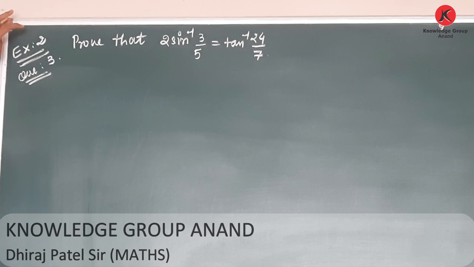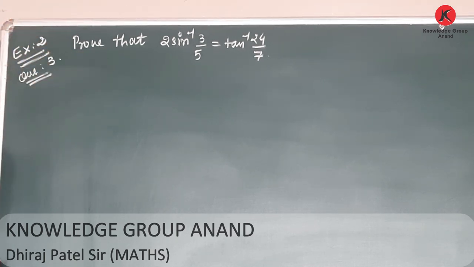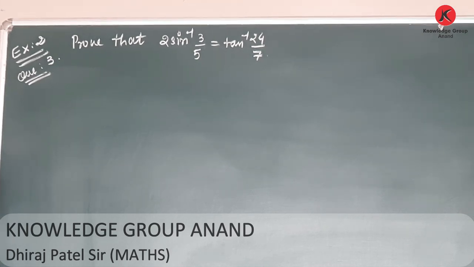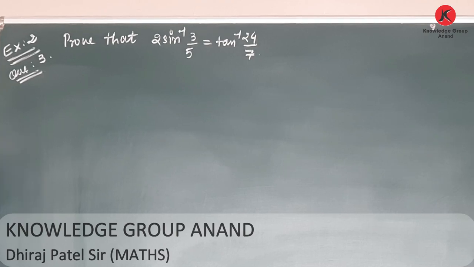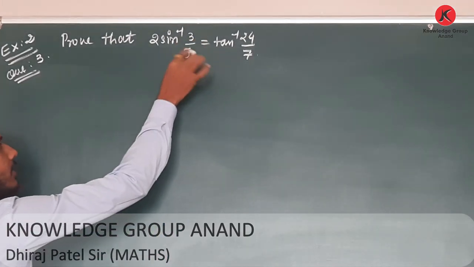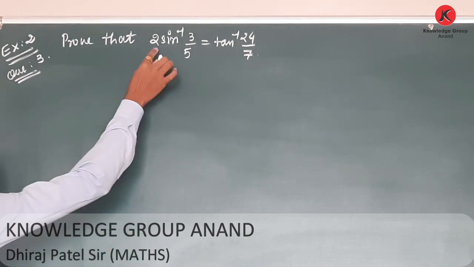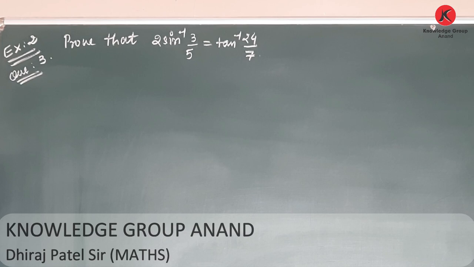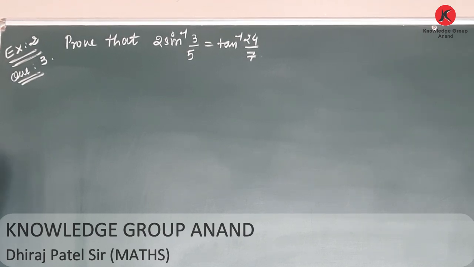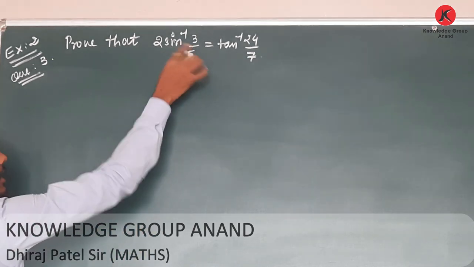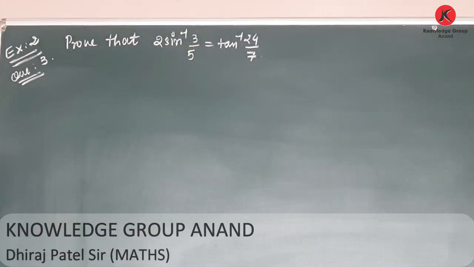Now we are going for exercise 2, question number 3. Prove that 2 sin inverse 3 by 5 equals tan inverse 24 by 7. Here, sin inverse 3 by 5 is there. That means we have to convert it in tan inverse. And 2 times sin inverse 3 by 5 means sin inverse 3 by 5 plus sin inverse 3 by 5. We will convert it into tan inverse, so it becomes 2 times tan inverse.